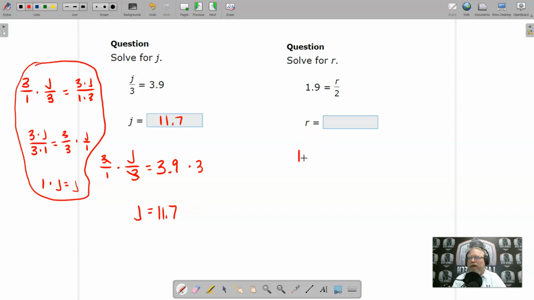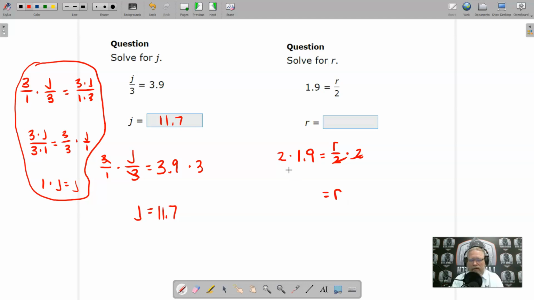All right, 1.9 equals R over 2, or R divided by 2. So the R is tied to the 2 through division. The opposite operation is multiplication. We're going to multiply by the very number we wish to get rid of. And what we do to one side, we're going to do to the other. The 2's are going to cancel each other, leaving us with R on the right.